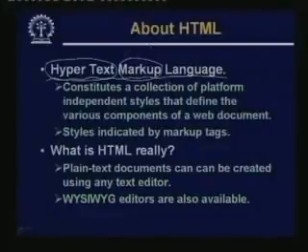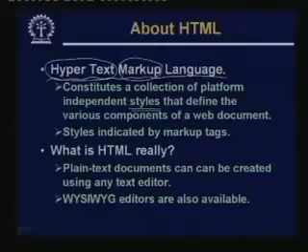This HTML actually constitutes a collection of platform independent styles. This is called platform independent in the sense that you can view these files on any browser you want. It can be Explorer, it can be Konqueror, it can be Mozilla. So in that sense, these styles are considered to be platform independent. They are part of a standard, and these styles define the various components of a web document and specify how the document will be displayed on the window of the browser. Now in HTML, these styles are specified by something called markup tags. This we shall be explaining very shortly.